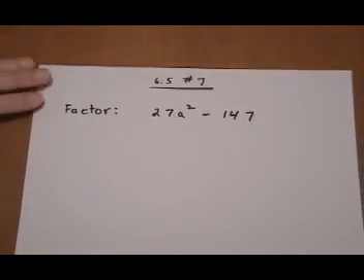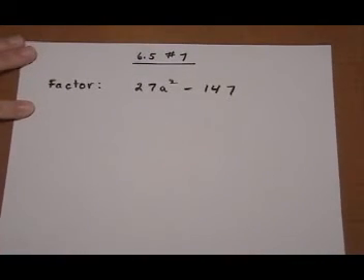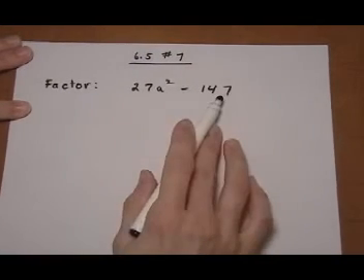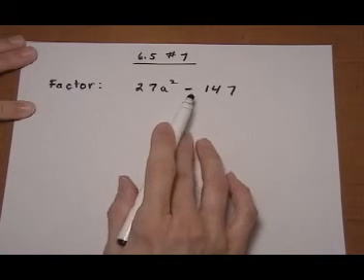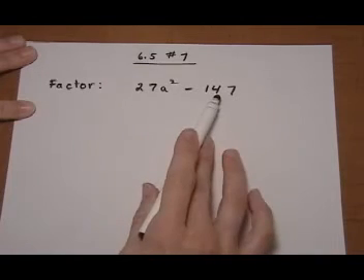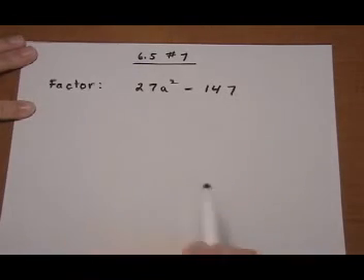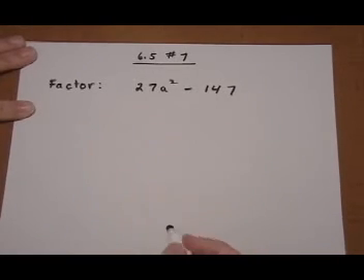6.5, number 7. Here we've got 2 terms, and they're being subtracted, so I need to think, okay, maybe I want to use a perfect square, difference of squares here. But that's not a perfect square, neither is that. But one thing that you always want to check, no matter what, even just mentally, is there a greatest common factor? And here there is. I can take out a 3 from both of those.